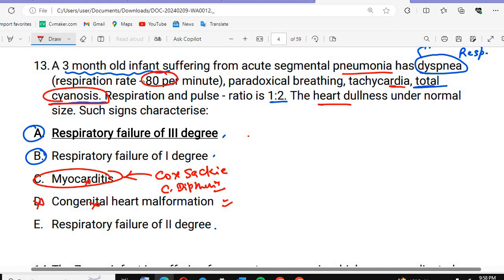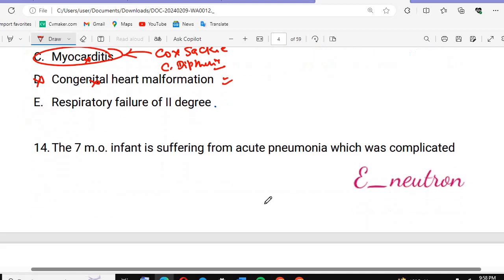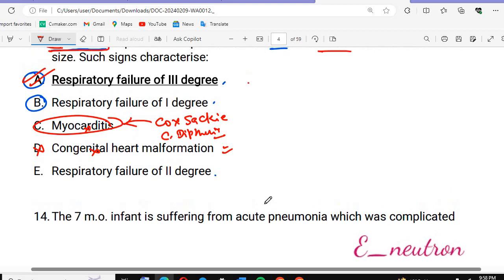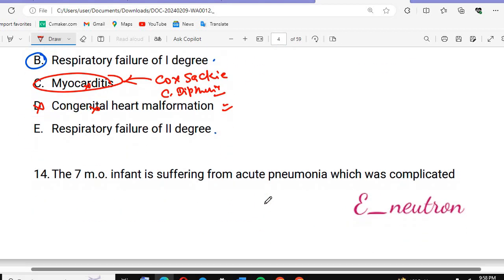Such sign characteristics mean it can be the 1st degree, 2nd degree, or 3rd degree. But we have total cyanosis, which means the patient is in respiratory failure of the 3rd degree. I hope this is clear. Then the next is what?